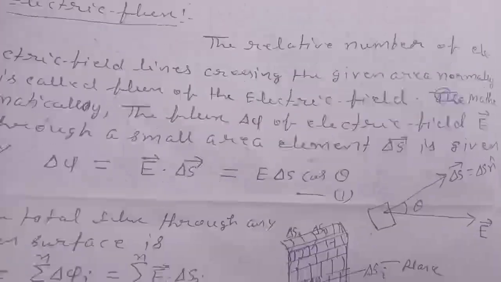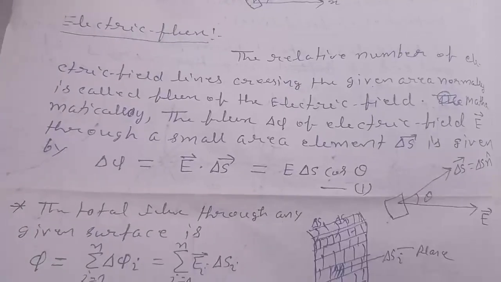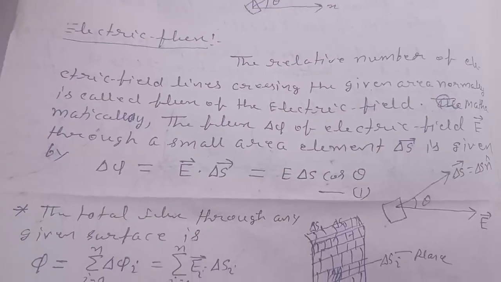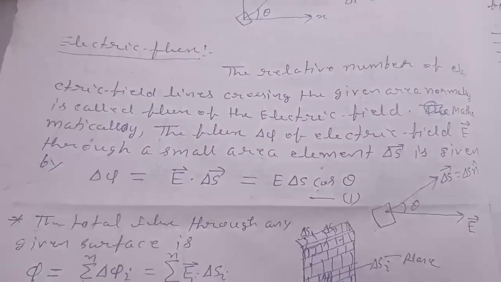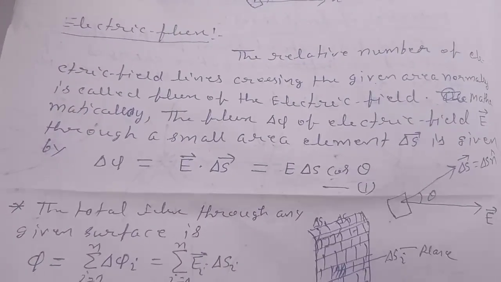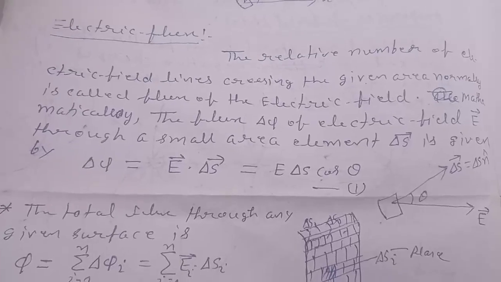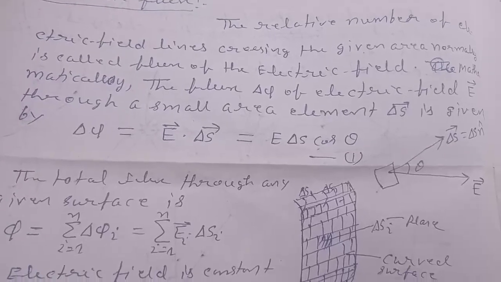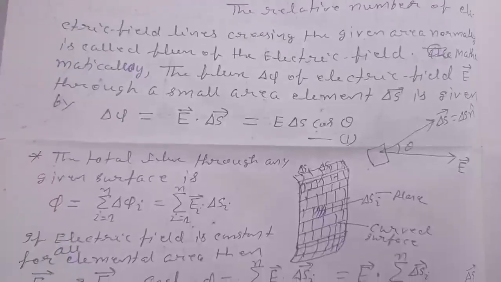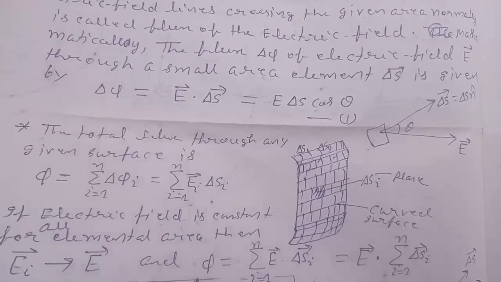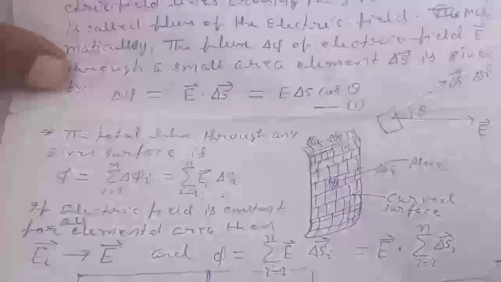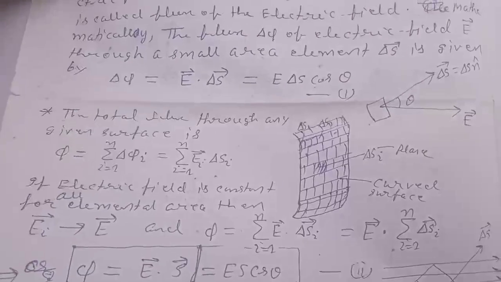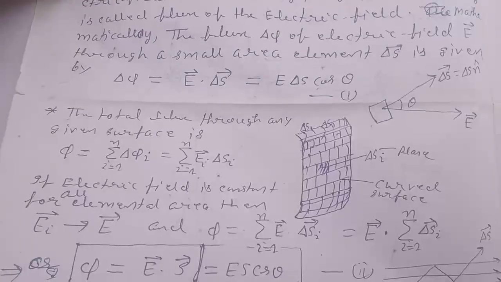Electric flux. The relative number of electric field lines crossing the given area normally is called flux of the electric field. Mathematically, the flux delta phi of electric field E vector through a small area element delta S vector is given by delta phi equals E vector dot delta S vector equals E delta S cos theta, where the angle between delta S vector and E vector is theta.